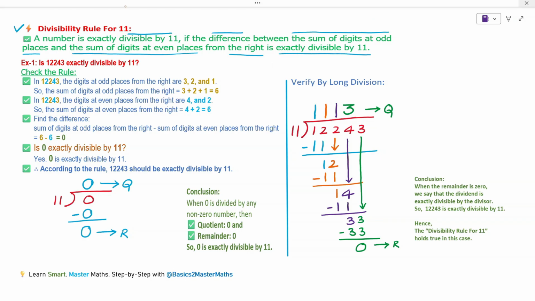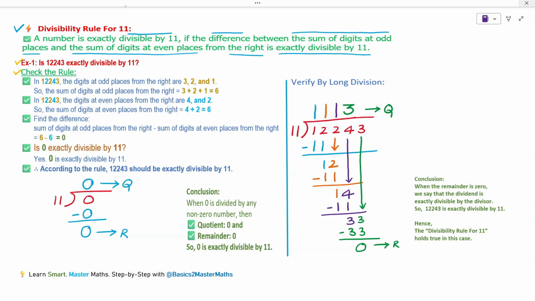Example: is 12243 exactly divisible by 11? Let us check. First, apply the rule.